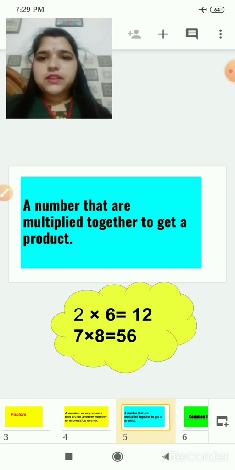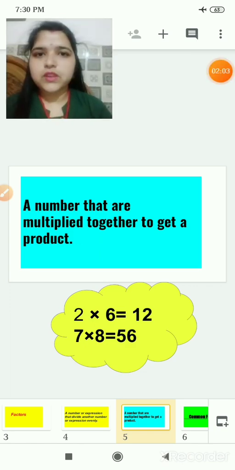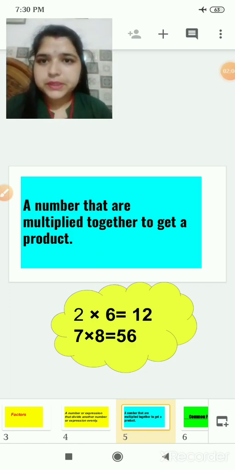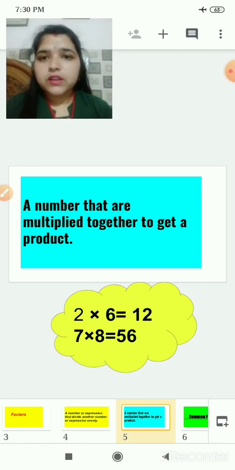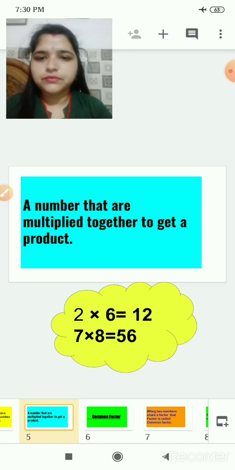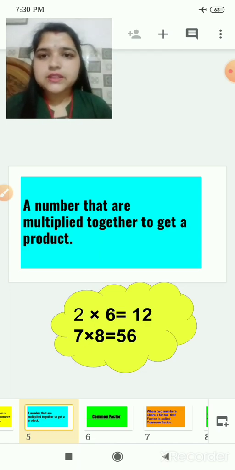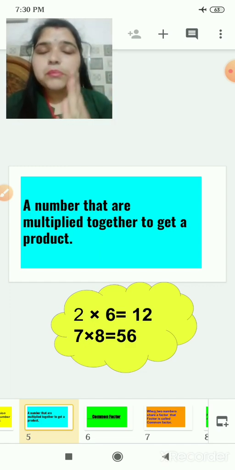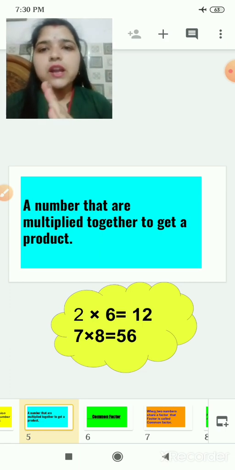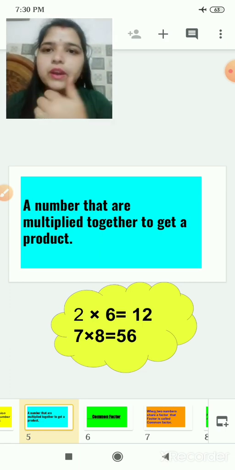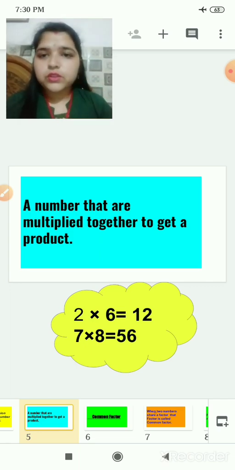Got it? Same way, if 7 multiplied by 8 equals 56, the factors of 56 are 7 and 8. This is the definition of factor. It means if any number is given and the number which is coming in another number's table, that number is a factor of that number. If I am telling you for 4, 4 is coming in the table of 1, 2 and 4. These are the factors of 4.